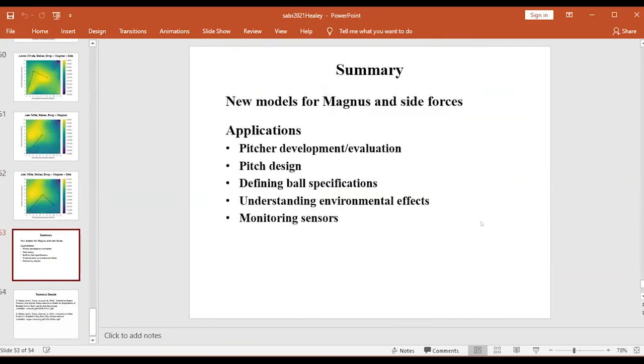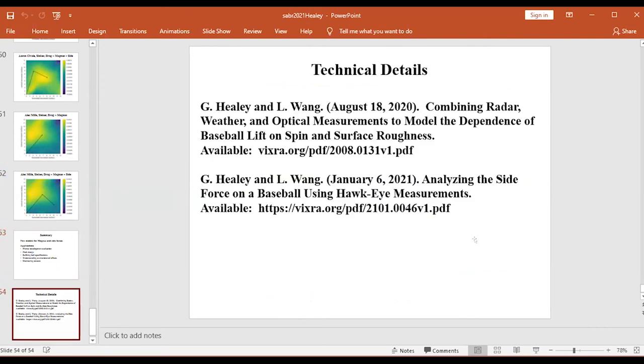Okay, so in summary, we've got new models for the Magnus and the side forces, and we've got a number of applications that we've talked about. And if you want to read more, we've got the technical details in these reports.